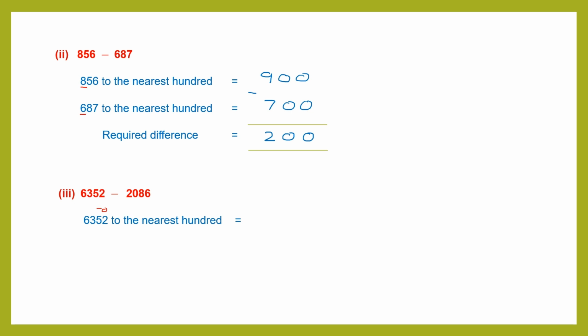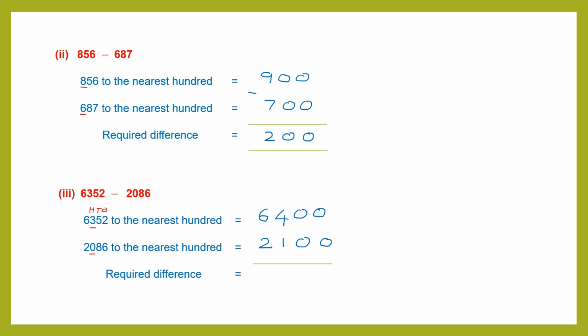So ones, tens and hundreds. In the hundreds place we have 3. The digit to its right is 5. So 3 will change to 4. So let's write 6 and then 4 and the other two digits are 2 zeros. 6400. The next number is 2086. The digit in the hundreds place is 0. And the digit to its right is more than 5. So 0 will change to 1. So 2 and then 1 and 2 zeros.